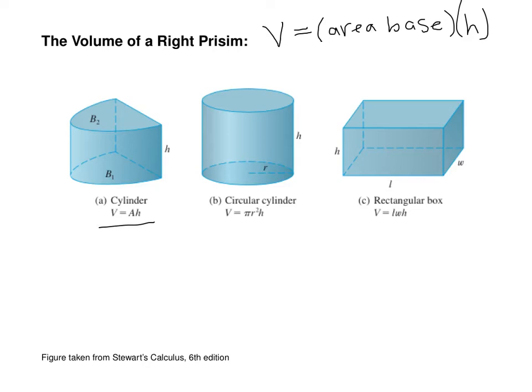The volume for a right circular cylinder is pi r squared h, and you probably know pi r squared is the area of a circle, so the area of the base times the height. And for a box, the area of the base is length times width. Its height is h, so its volume is length times width times height.